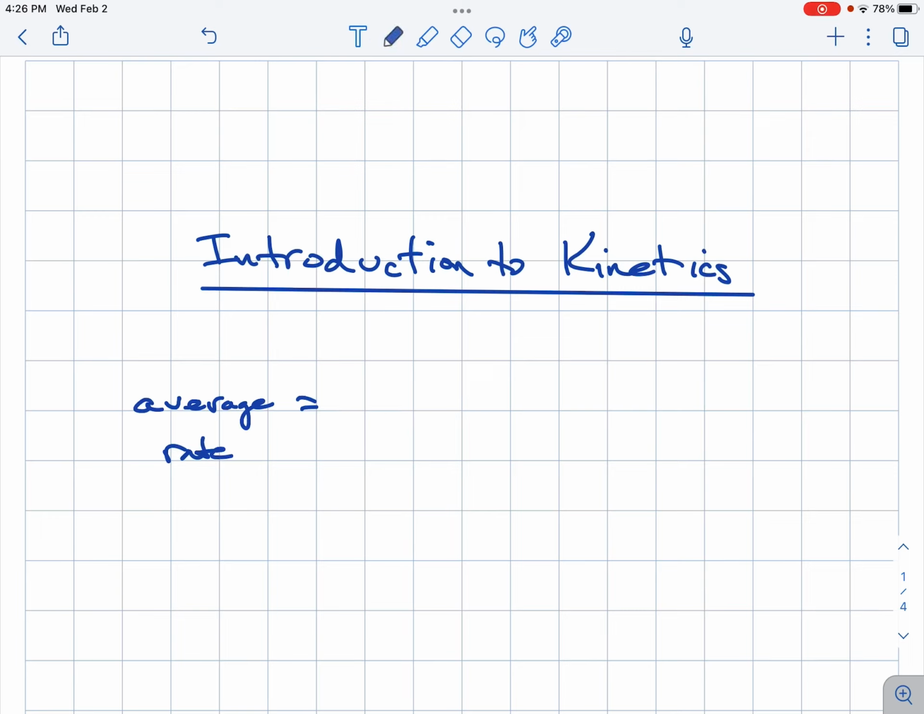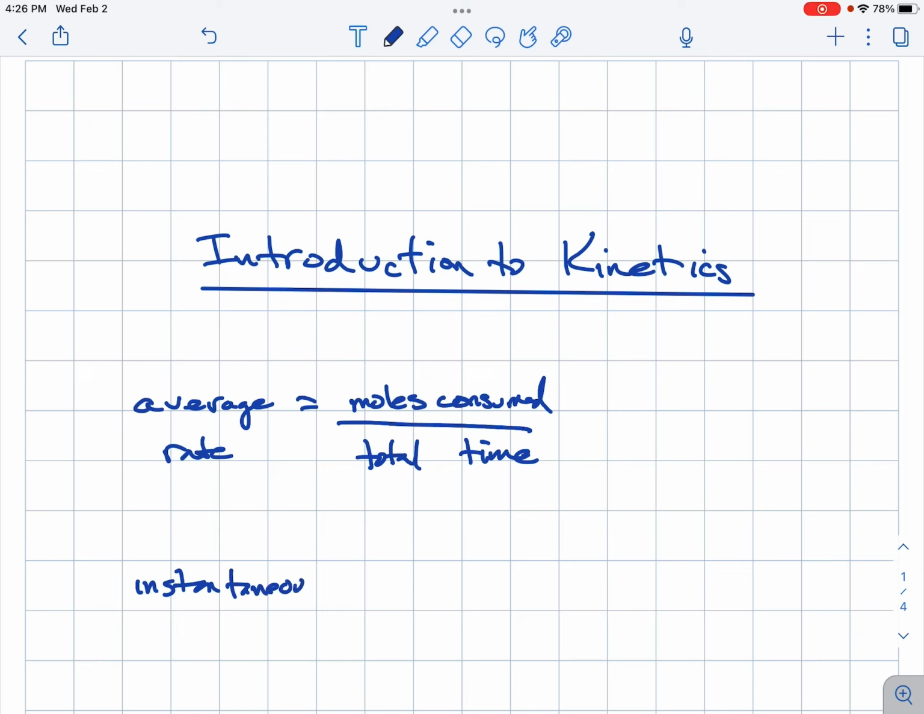Getting ahead of myself. Think of it as moles consumed divided by the total time it takes for that reaction to happen. And honestly, this isn't all that useful because it doesn't provide us a lot of information about the details of the reaction. We can get much more information from something called the instantaneous rate.